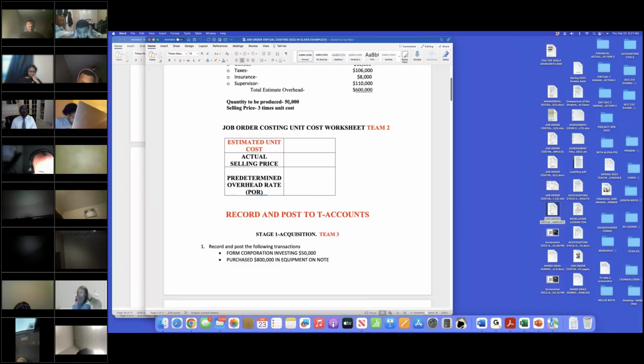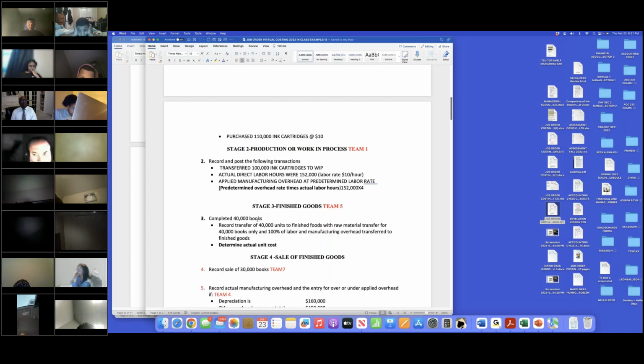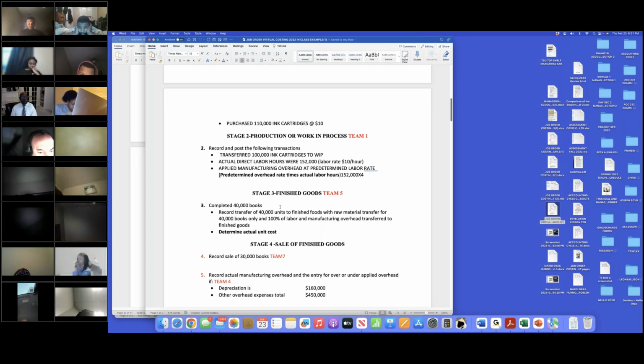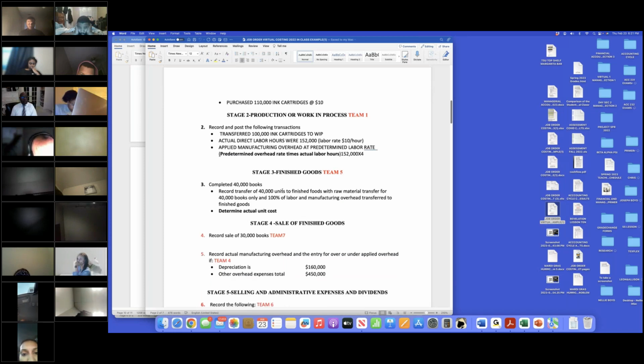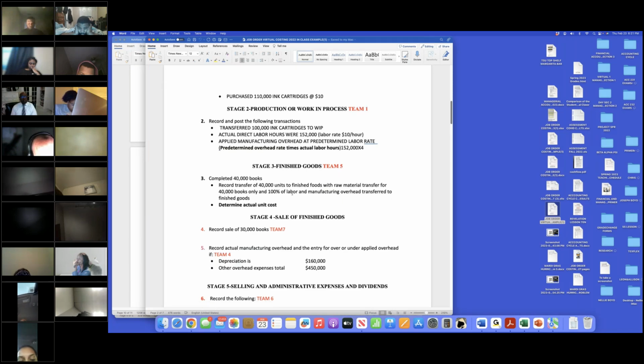Team five, we only made 40,000 units, so we can't transfer all the costs out. But what we're going to do is transfer out the raw materials cost for the 40,000. But since the workers have been paid and the overhead has been incurred, the utilities and everything, we're going to transfer out all of the labor and overhead that was placed in here. So you just got one journal entry where you're going to debit finished goods and credit work in process.